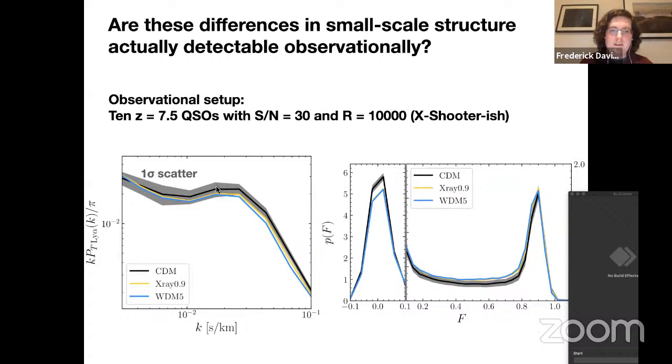And we see that indeed the cold dark matter case seems to be distinguishable from these more extreme cases. This is 2000 Kelvin X-ray heating and 5 keV warm dark matter in the yellow and blue respectively. And on this plot, the blue and yellow are overlapping pretty severely, but they're both there, I assure you.